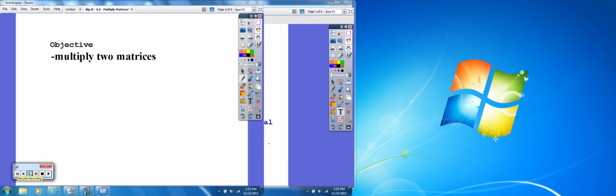So let's review just briefly. In order to add 2 matrices, somebody raise your hand and tell me about that. Perfect. They have to have the same dimensions. That's not true of multiplying. Just because they have the same dimensions, sometimes yes you can, sometimes no you can't. And we'll show you today what dimensions exactly they need to have in common in order for us to multiply.